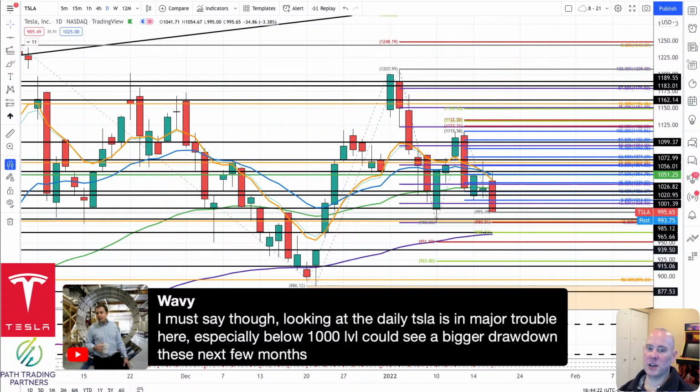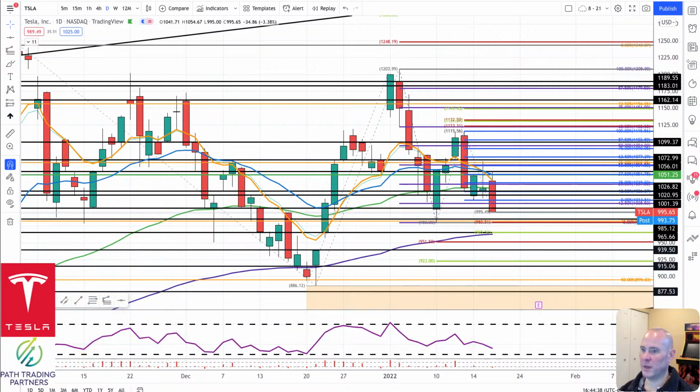Yeah, I think Tesla longer term, especially after earnings are out of the way, could be more cascading sells lower, and for longer term, I'm getting more and more bearish. Especially after the earnings report is out of the way.